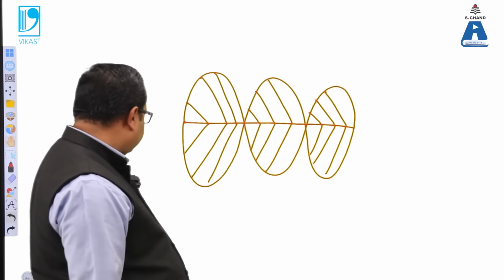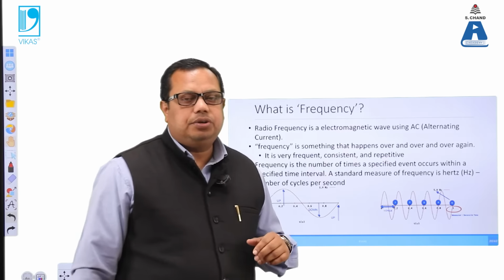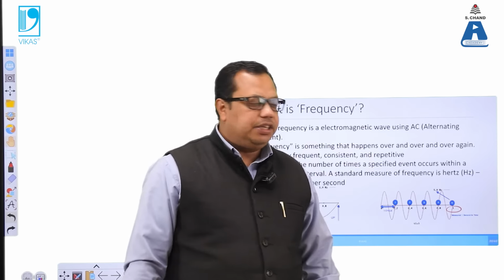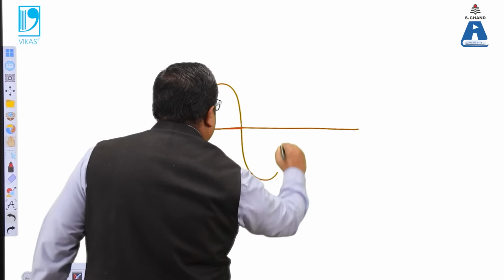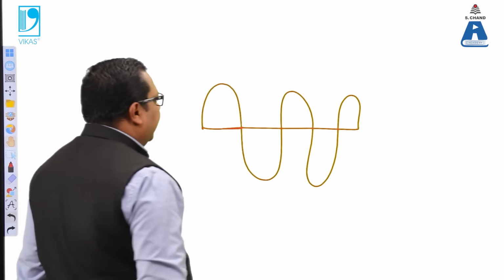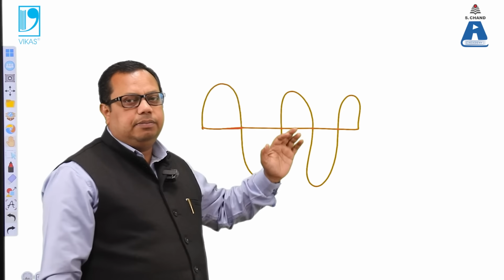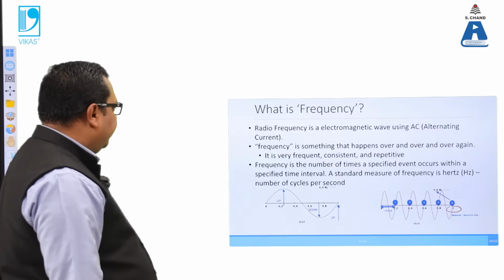Then we have the frequency. Frequency is the number of times the wave passes through the mean point. It's very easy to remember: this is the mean point and this is the wave coming and going from the mean point. So in very simple terms, frequency is the number of rotations per unit time, or the number of rotations taking place in 1 second. So we have here frequency.